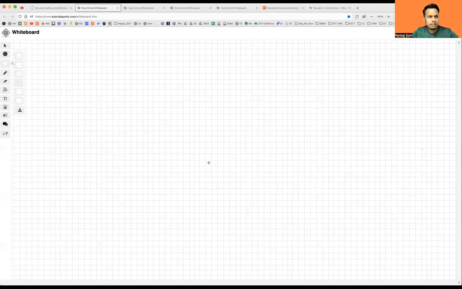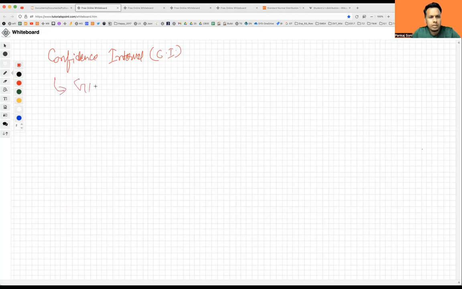Let me just talk about the topic which I'm going to cover today. We'll be talking about confidence interval, which is also known as CI. Confidence interval for Gaussian normal distribution data. We have already seen how a normal distribution looks. If any random variable or random value is coming from a Gaussian normal distribution, how can we calculate the confidence interval?